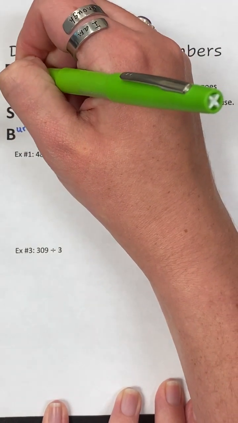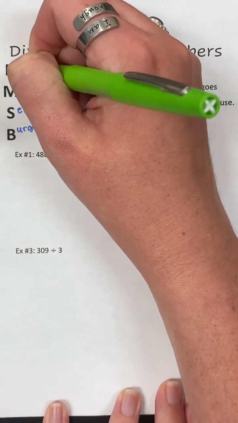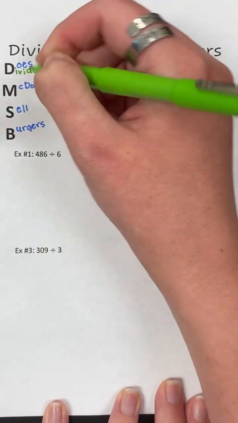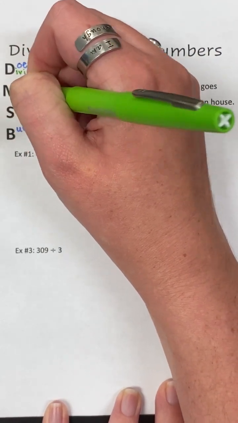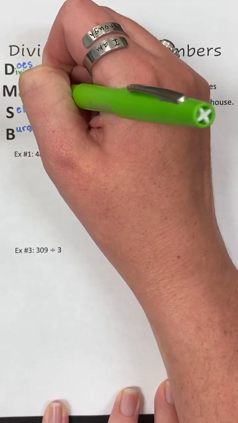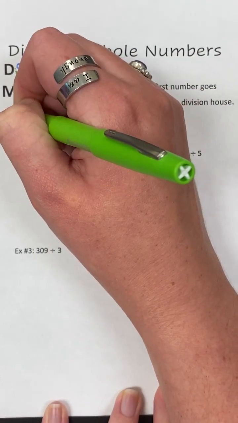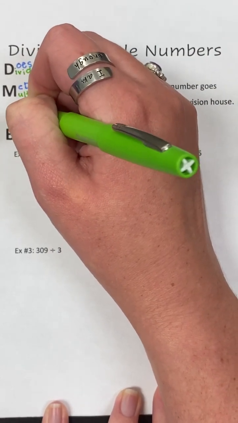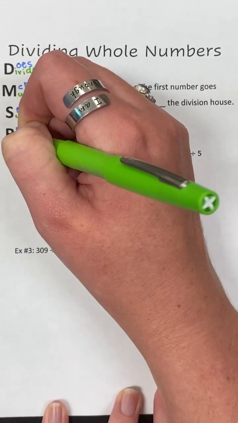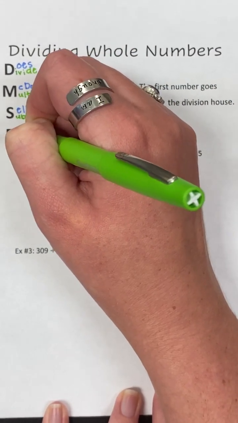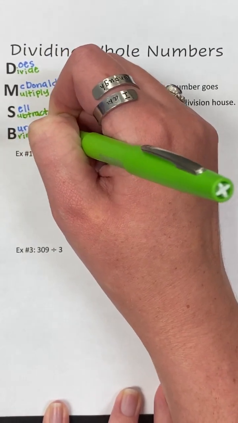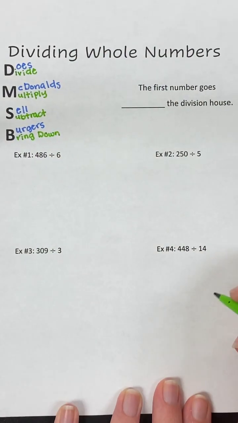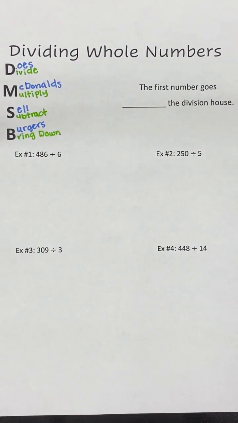So the D stands for divide. The M stands for multiply. The S stands for subtract. And the B stands for bring down. So that's just to help us remember the order of dividing.